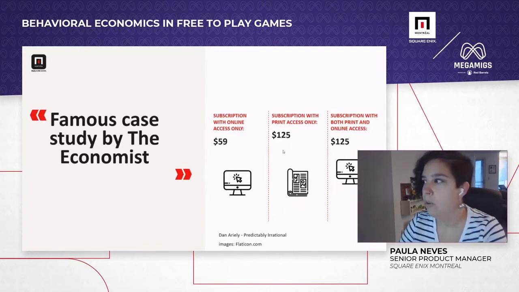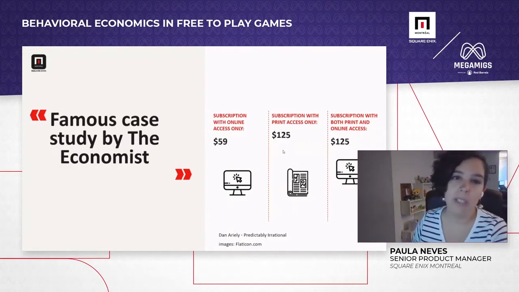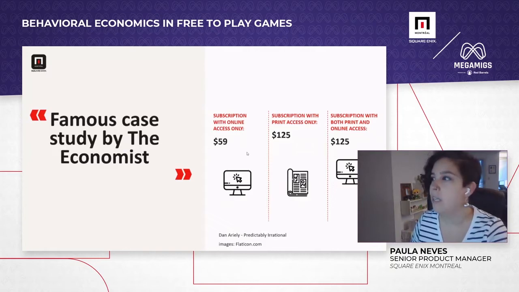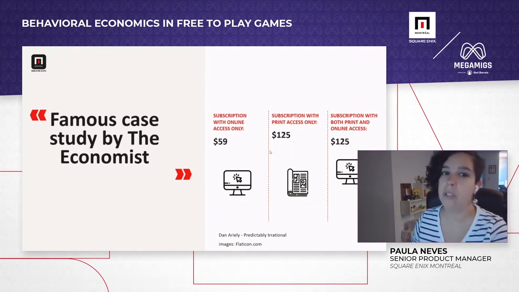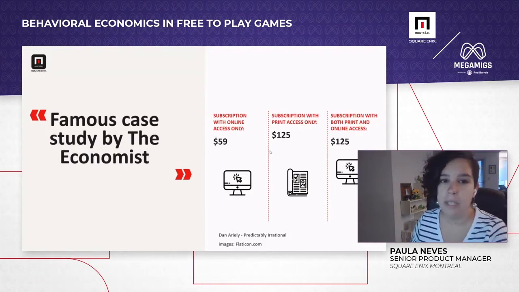At a first glance, this may look a little bit weird because the middle and the last one are the same price, but it's there for a reason, right? The middle one is the decoy pricing. It's just there to make the last one more attractive. This example, and many of the things I'm going to talk about, is from Dan Ariely's Predictably Irrational book, which I strongly suggest you guys read.